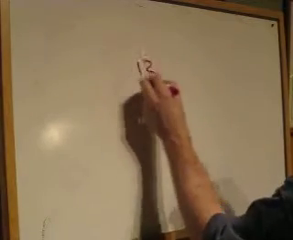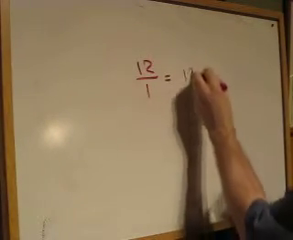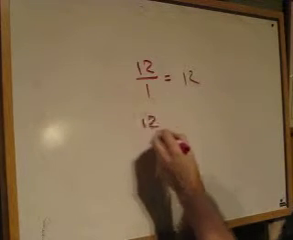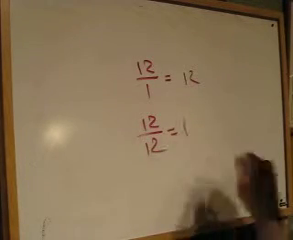Alright, if we have a number over 1, that equals the number. So, not much to that. Any number over 1 is the number. Any number, again, like I said earlier, over itself is 1.